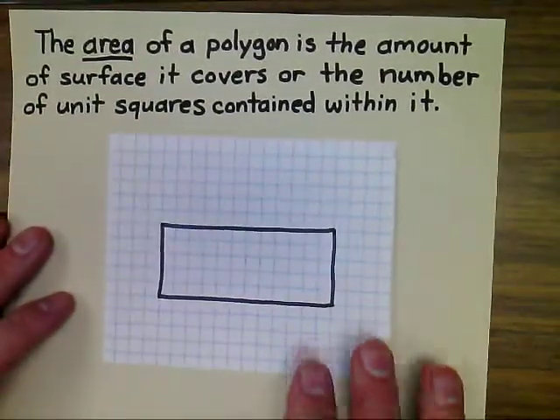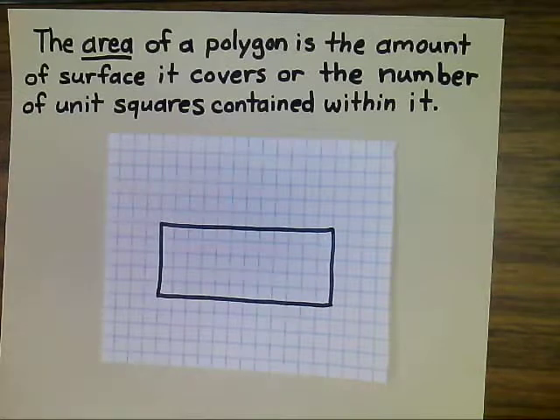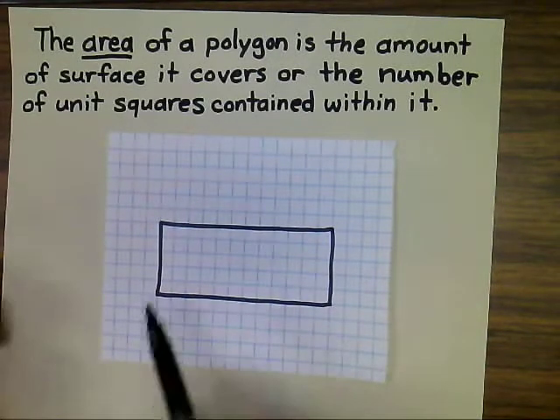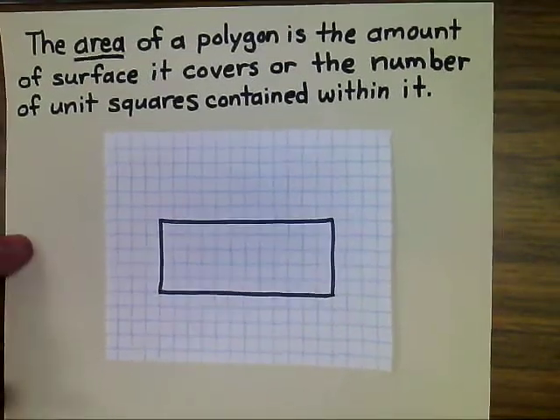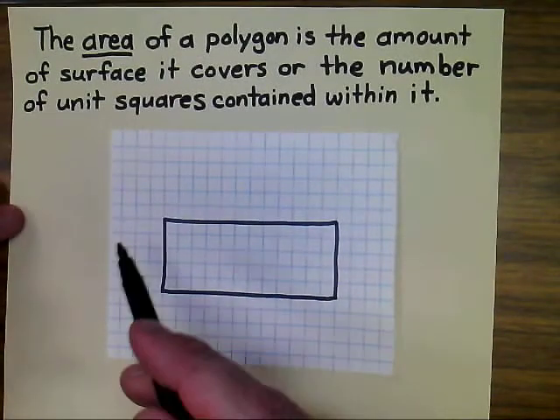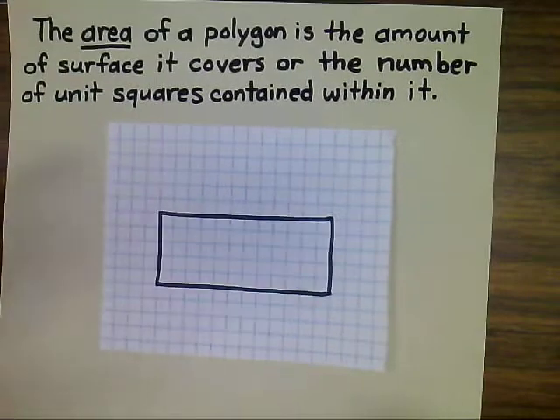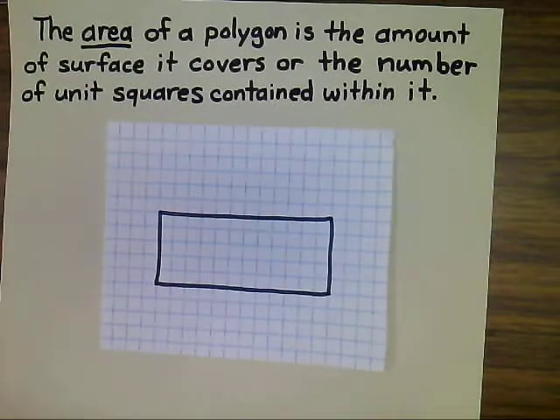Now, our goal is to find out how area works. We want to delve into what this definition tells us. It tells us that to find area, we need to know what surface it covers, or how many unit squares are contained within it. One way to find area is simply to count the squares. If you happen to be working with a figure that's on graph paper, you could simply count the squares. However, in anything larger than 3 by 3, it's inefficient to just count each of those individual squares.